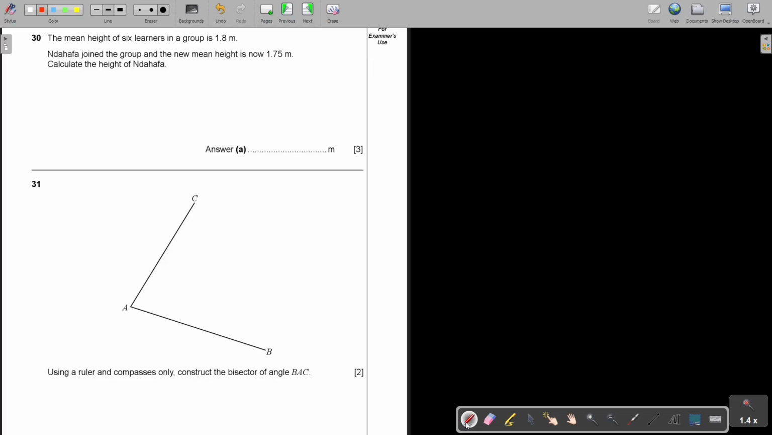The mean height of 6 learners in a group is 1.8 meters. Nadava joined the group and the new mean height is now 1.75 meters. Calculate the height of Nadava.